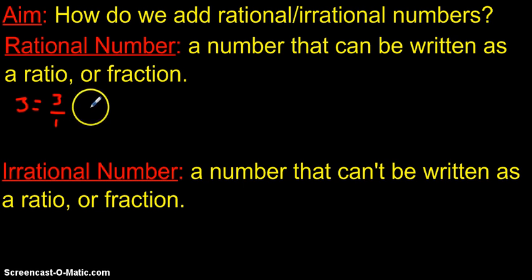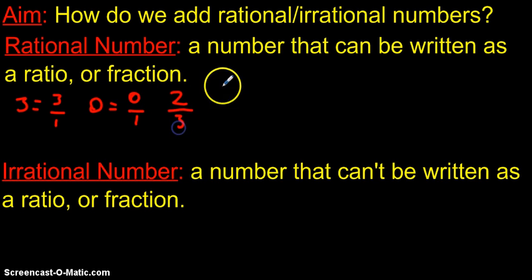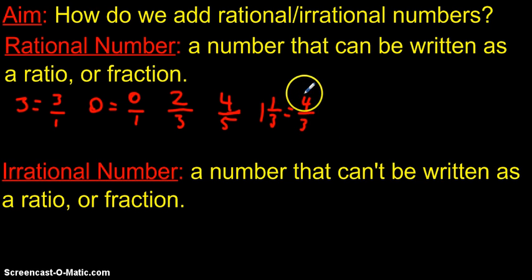Another example, 0. 0 is 0 over anything except for 0. 0 over 1, I suppose. 2/3 is a fraction, as it's written as a fraction. We have 4/5. 1 1/3, because that's the same thing as 4 over 3, so that's a fraction. So as long as these are fractions, these are all rational numbers.